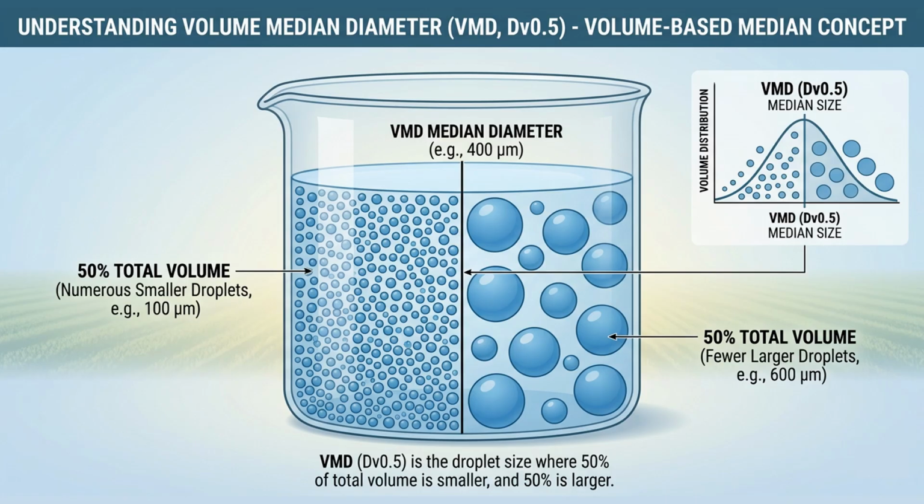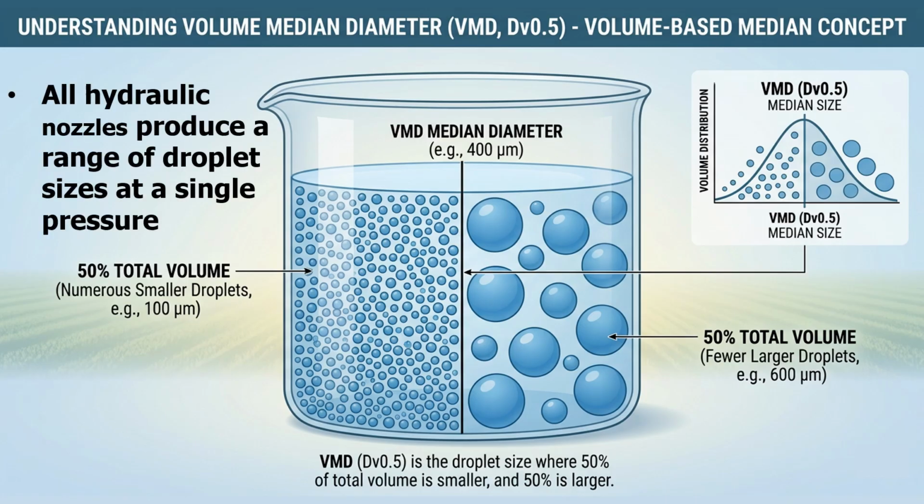17 years I've never been able to explain this quickly or easily. What size droplet is it where half the volume is smaller and half the volume is comprised of bigger? That's what this illustration is supposed to show. I don't know if it did it. I wish I could see right now to see if you were wildly confused or not. But that's the intent. All nozzles produce a range of droplet sizes at a single pressure, and the volume median diameter is the droplet size where half the volume is smaller, half the volume is larger. There, I'll stop beating that horse.